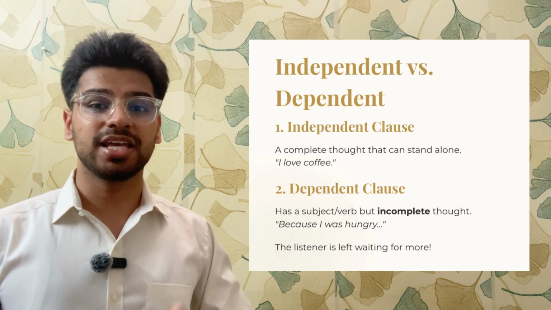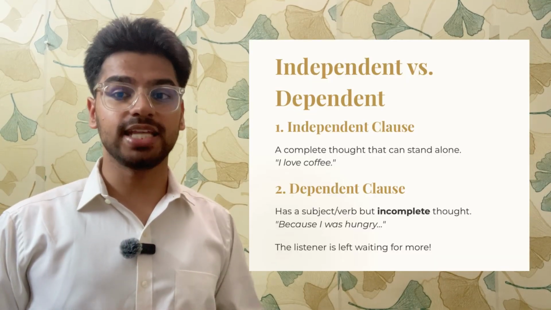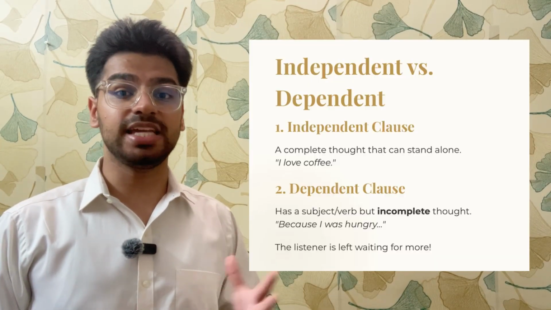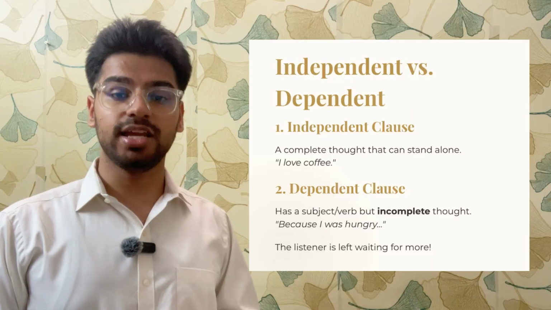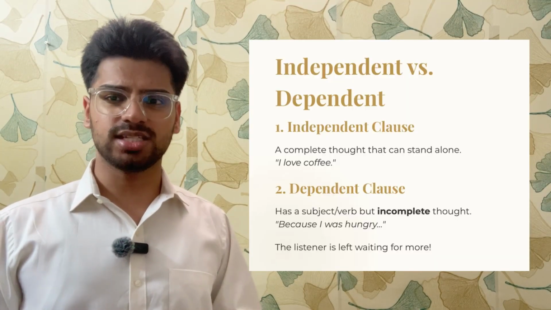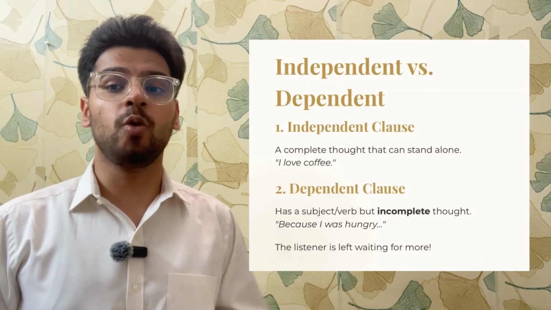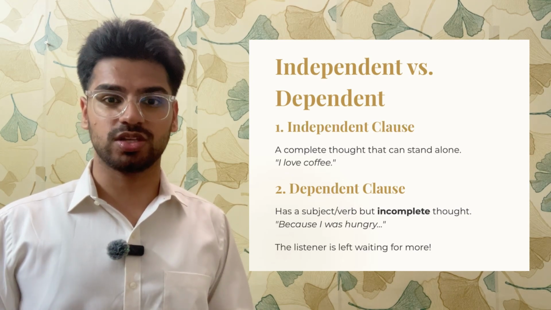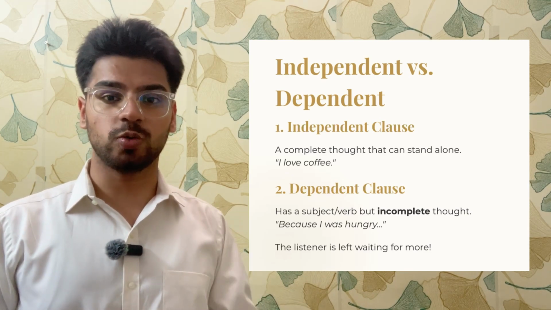Let's talk about dependent clause. A dependent clause contains a subject and verb, but it does not express a complete thought. Because I was tired. Here, subject is I, verb is was. But does it make complete sense? No. The listener waits for more information. Because I was tired. Then what? It's incomplete. That's why it's a dependent clause.